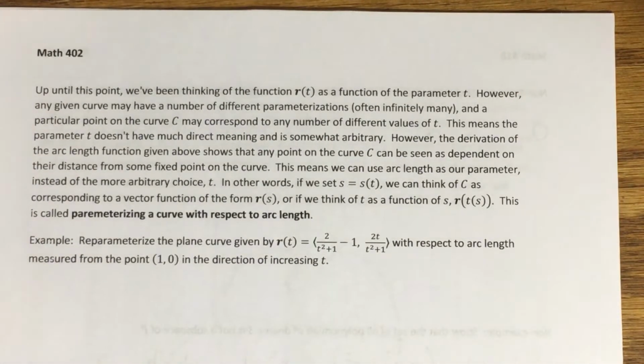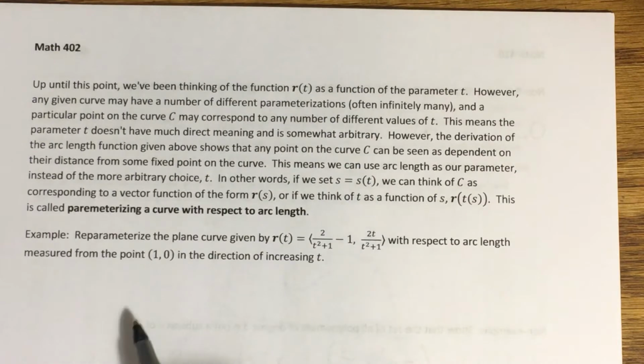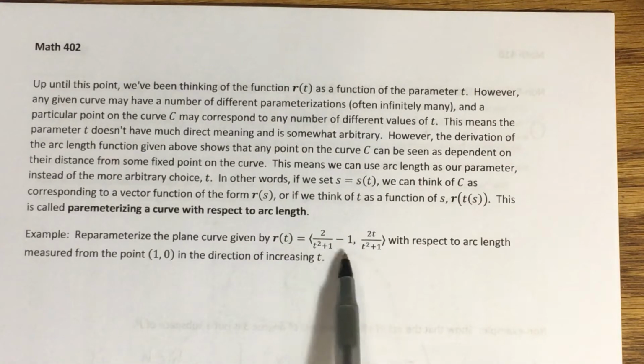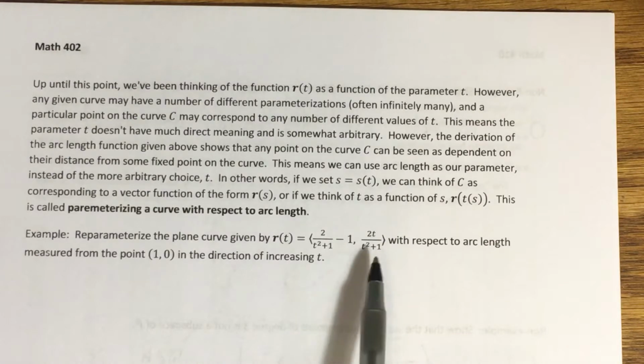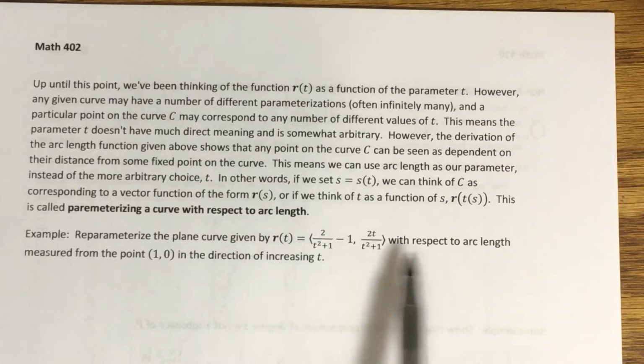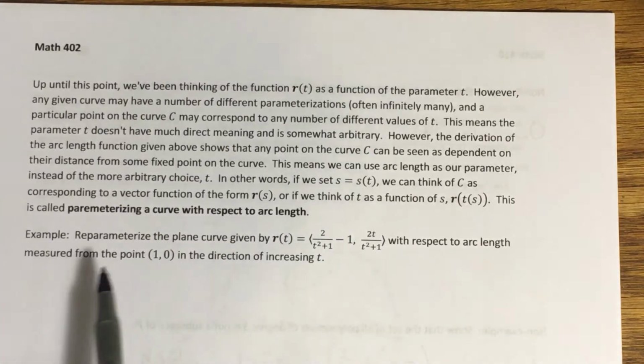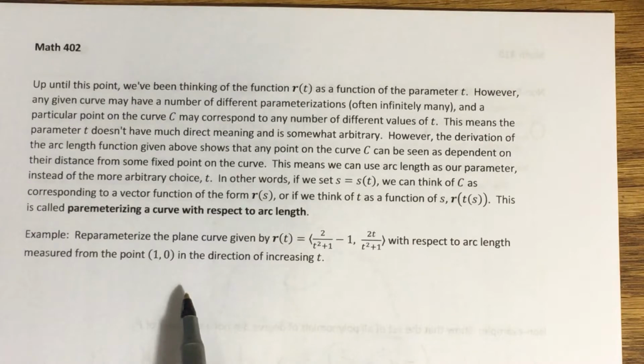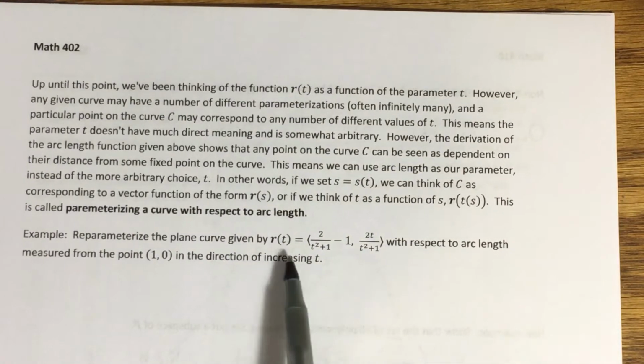All right, so in the last video we talked about taking a space curve given by some vector function r of t and reparametrizing it with respect to arc length. We want to do an example illustrating that. So we're given this curve here, r of t equals this guy. Notice it's a plane curve, there's only two components here. And we want to reparametrize this with respect to arc length, measured from the point (1, 0) in the direction of increasing t. So we'll talk about what that means when we get to that point.